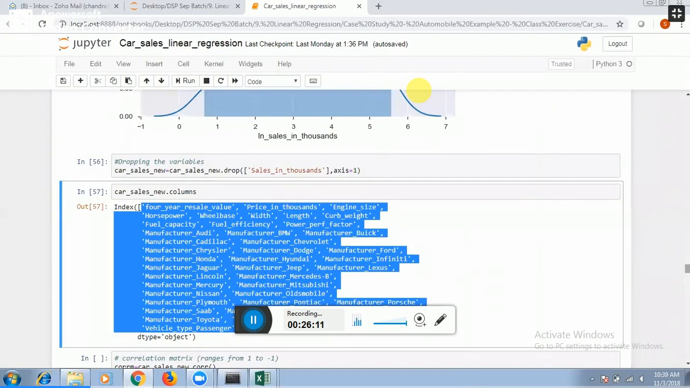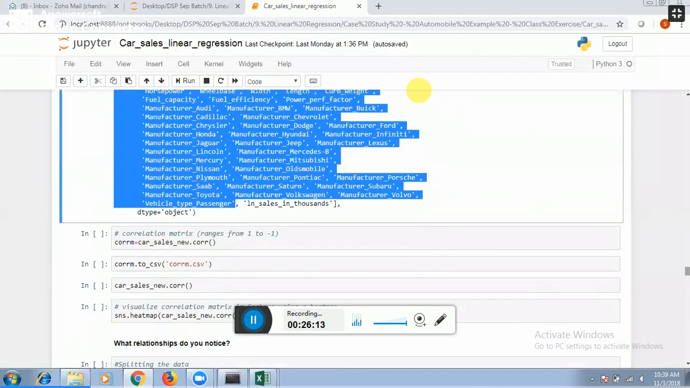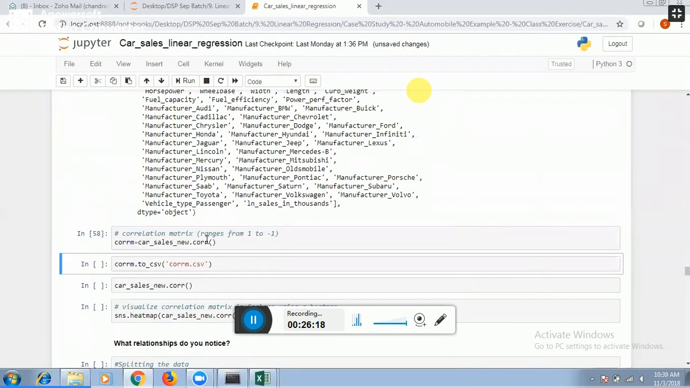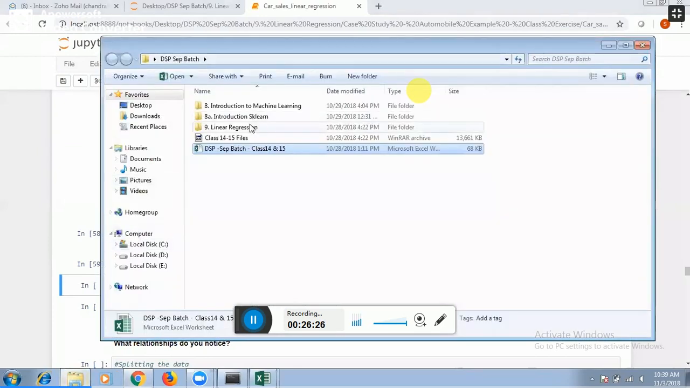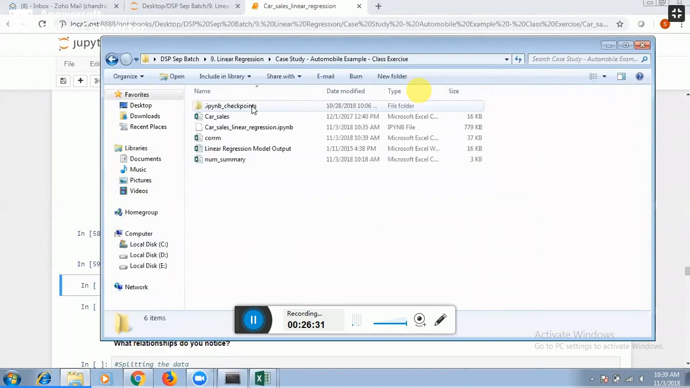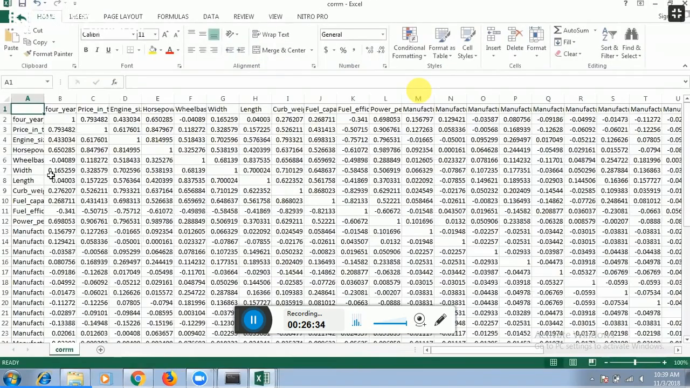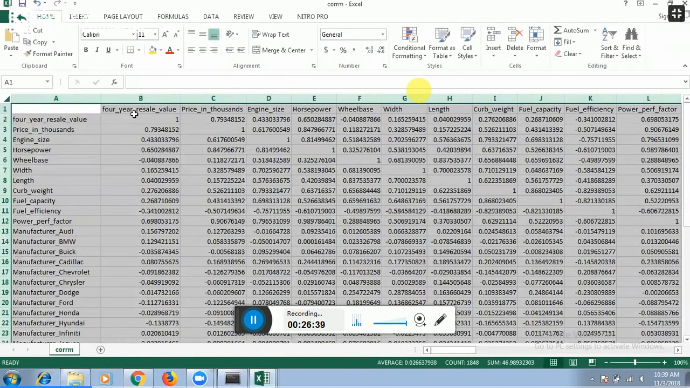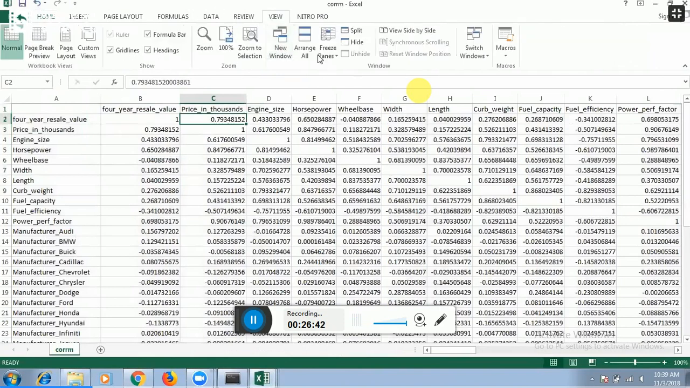For example, if I want to look at the relationship between your y and x, how will you do that? Of course, the correlation coefficient. In case you want to see that, you can. So this is the correlation matrix you got, right? This is a correlation between every variable.